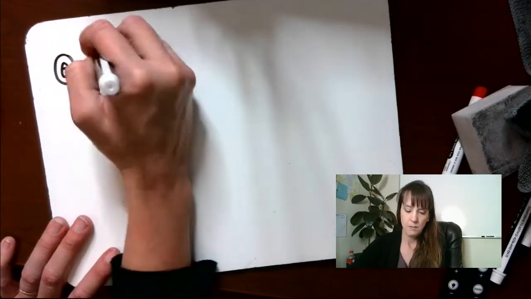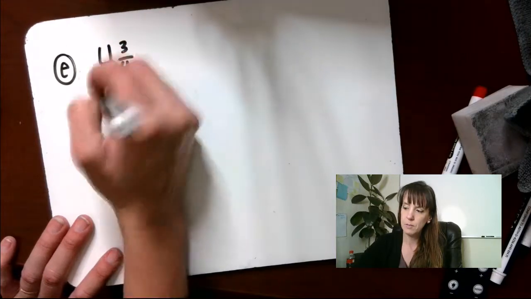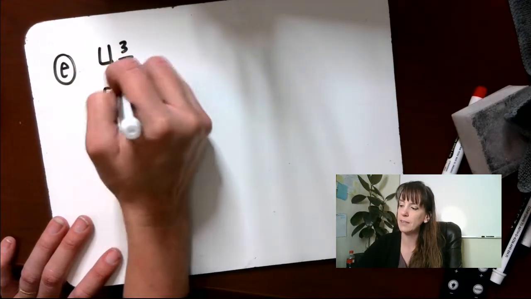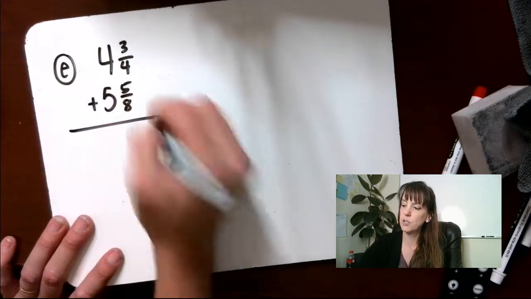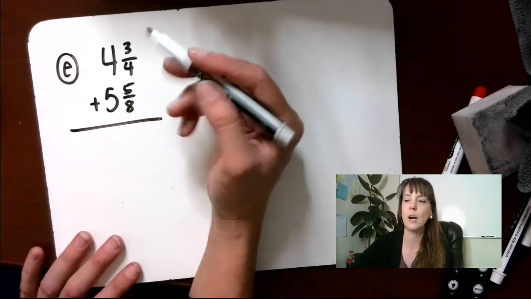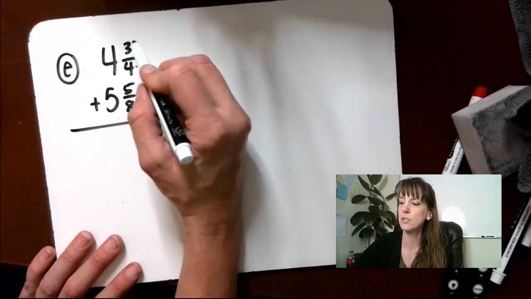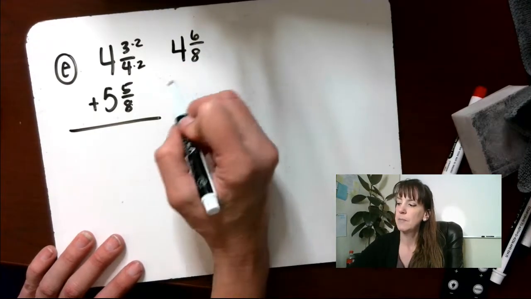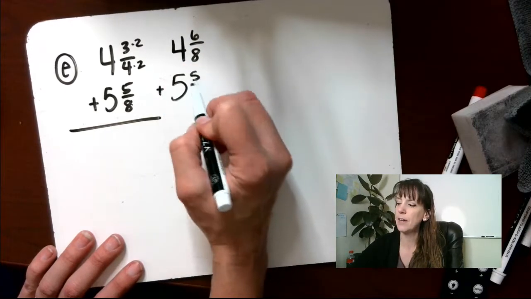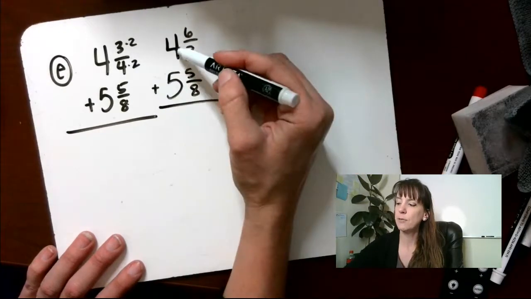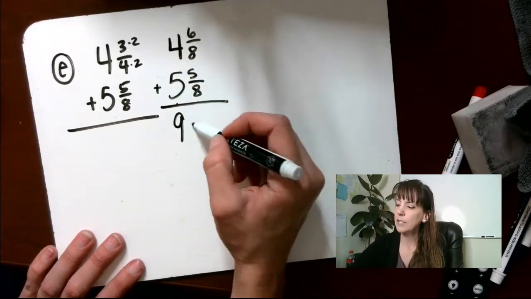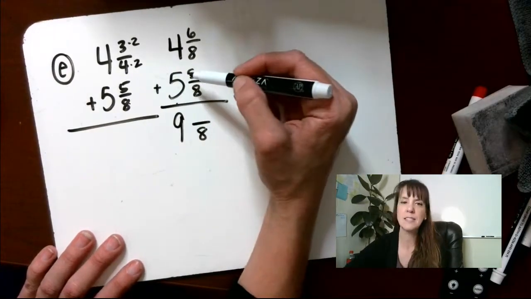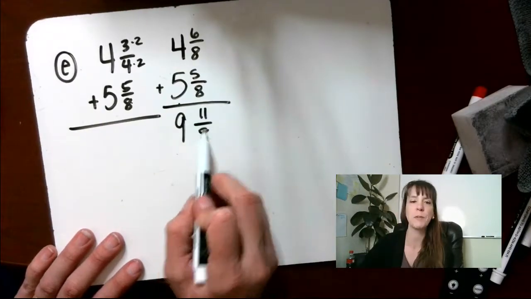Okay. 4 3/4 plus 5 5/8. Let's deal with just that fraction bit, and our common denominator is 8, so I'm going to multiply this by 2 and this by 2. I end up with 4 6/8 plus 5 5/8. All right, so for my whole numbers, I have a 9. Over here, I have 8, 5, and 6. That gives me 11. Notice I have an improper fraction here.